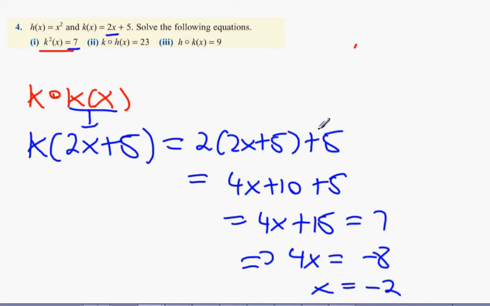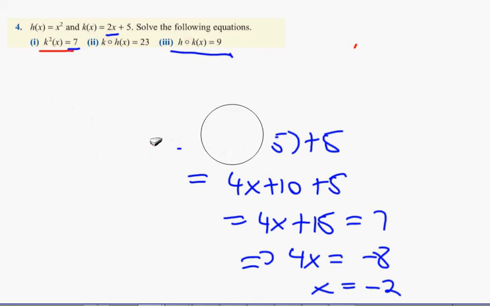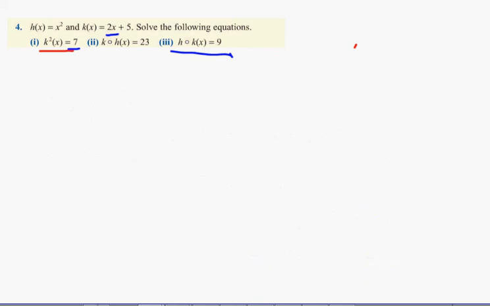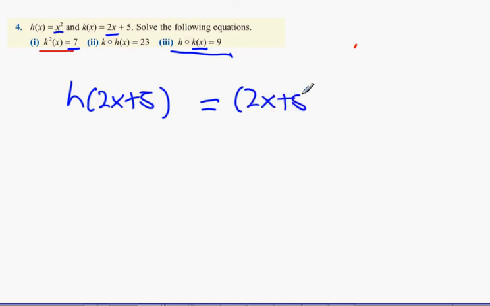We'll do one more. h after k of x. What is k of x, guys? k of x is 2x plus 5. And now you have to find out what the h version of this is. What do we have to do with it? Whatever's in the box, square it. So it's going to be 2x plus 5 squared, and all of that has to be equal to 9.